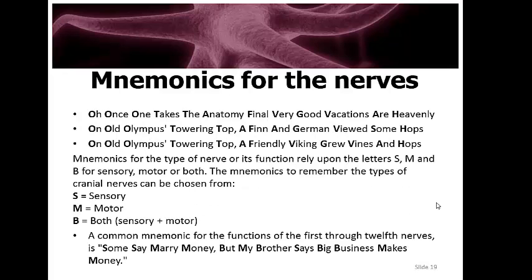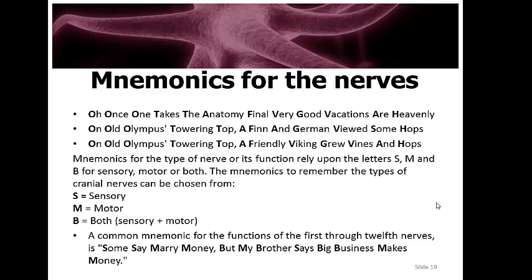In anatomy and physiology, we can always come up with various mnemonics. So here are just some mnemonics for the cranial nerves. Oh, once one takes the anatomy final, very good vacations are heavenly. On old Olympus towering top, a Finn and German viewed some hops. On old Olympus towering top, a friendly Viking grew vine and hops.